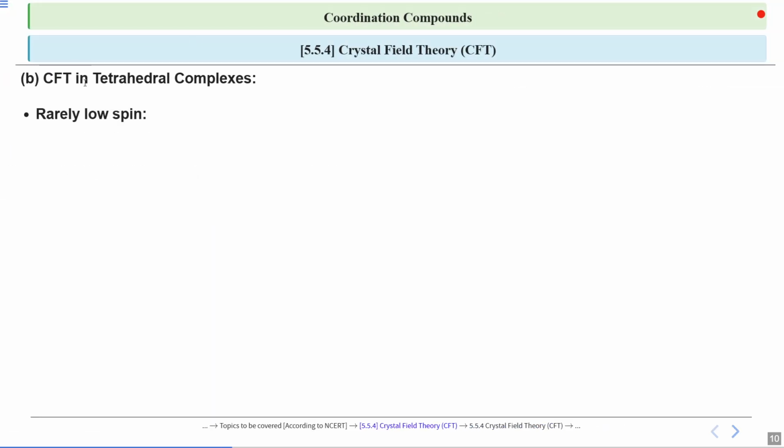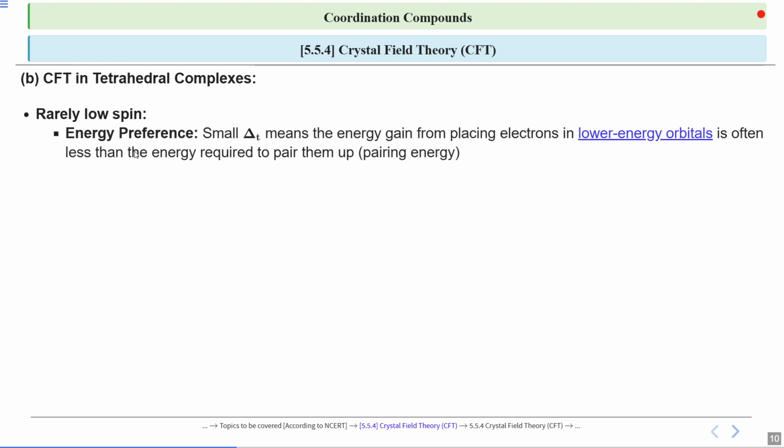Let's see the crystal field theory in tetrahedral complexes. Rarely it shows low spin. That means smaller energy preference, so small delta t. Now here we are considering delta t. T means tetrahedral. T is representing the tetrahedral field, the tetrahedral complexes.